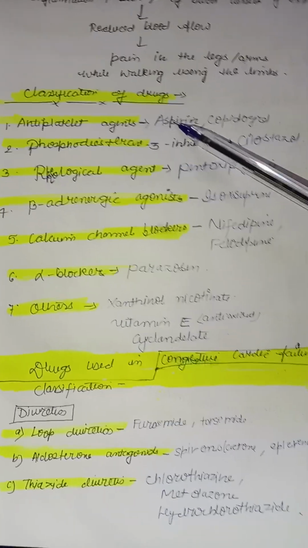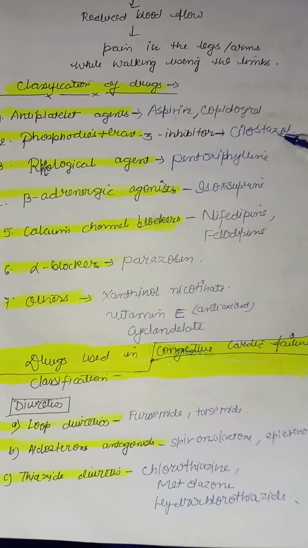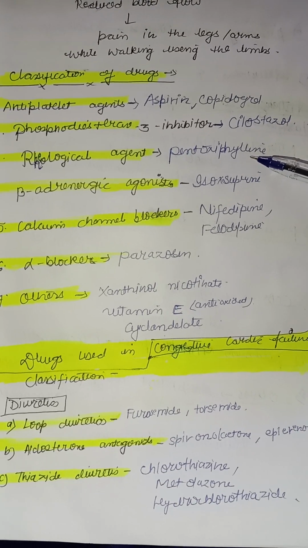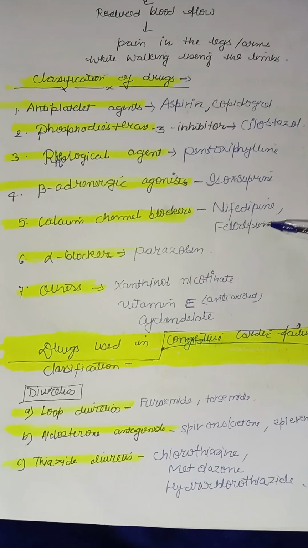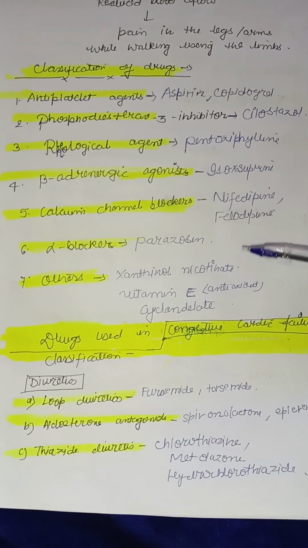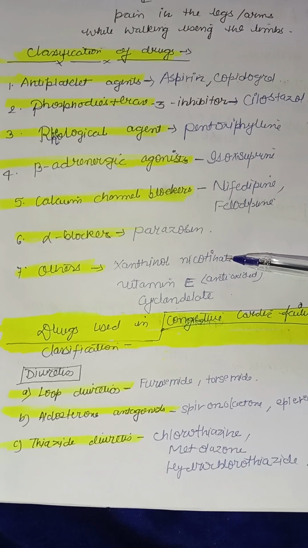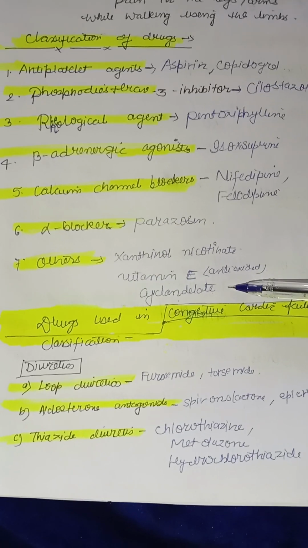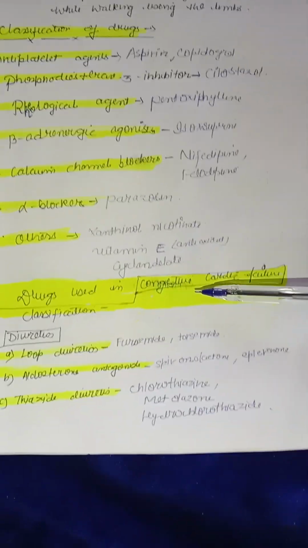Antiplatelet agents like aspirin, clopidogrel. Phosphodiesterase 3 inhibitors like cilostazol. Then rheological agents like pentoxifylline. Then alpha adrenergic agonists like isoxsuprine. Then calcium channel blockers like nifedipine and felodipine. Then alpha blocker like prazosin, and others are xanthinol nicotinate, vitamin E, which is an antioxidant, and cyclandelate. Name is cyclandelate.